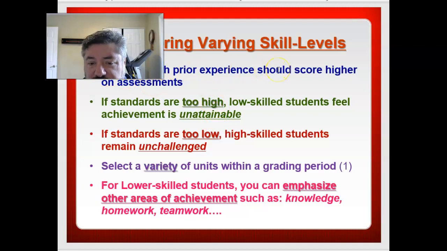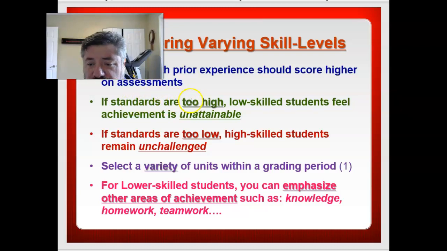Students with prior experience generally score higher on assessments because they have background knowledge, background skills on the activity. All right? So this is where your pre-test can determine what level each student is at and allows you to determine where you want to go with each student.